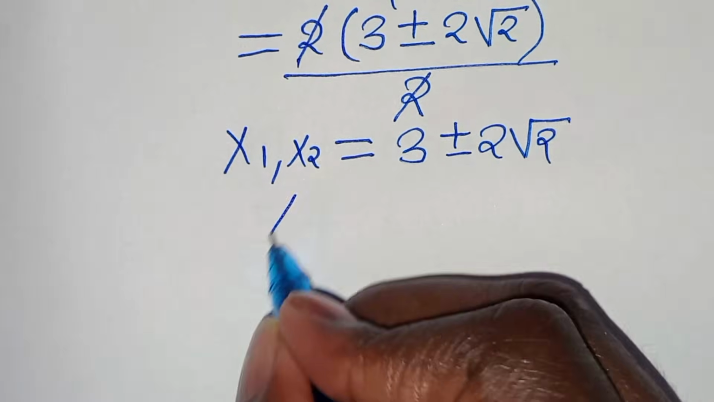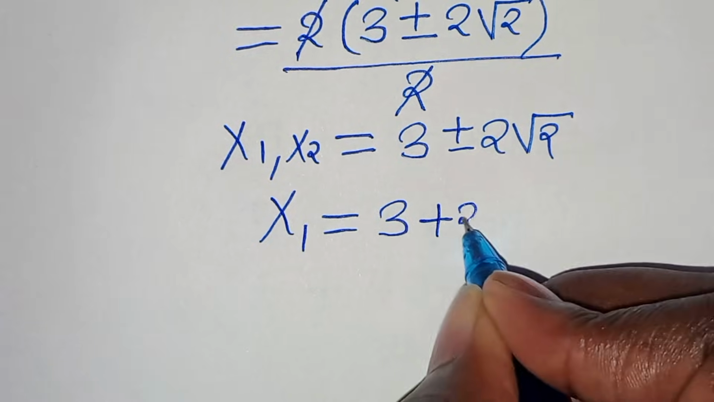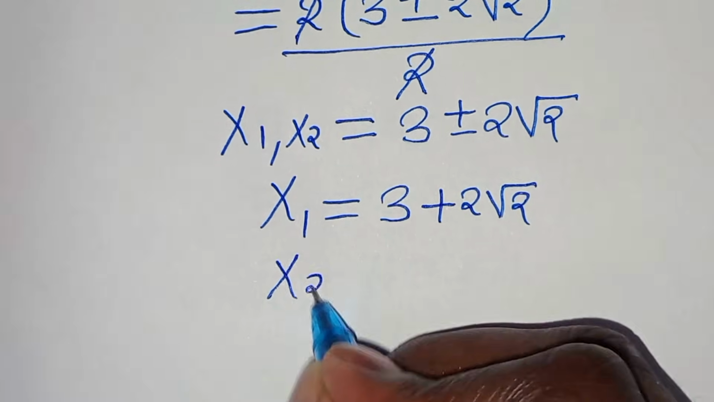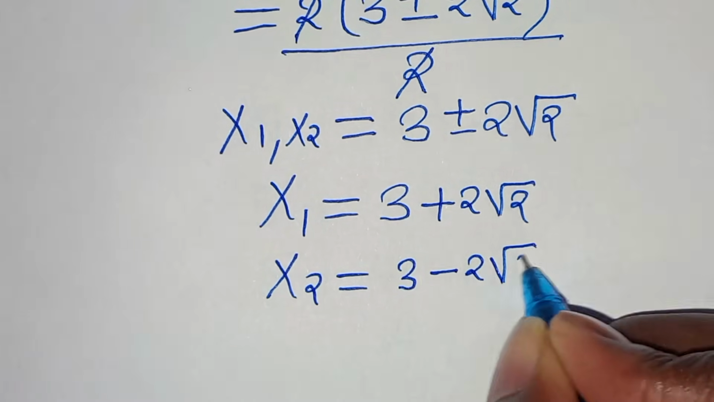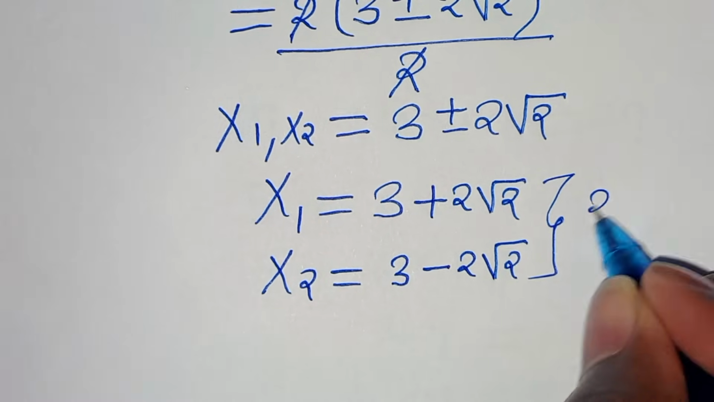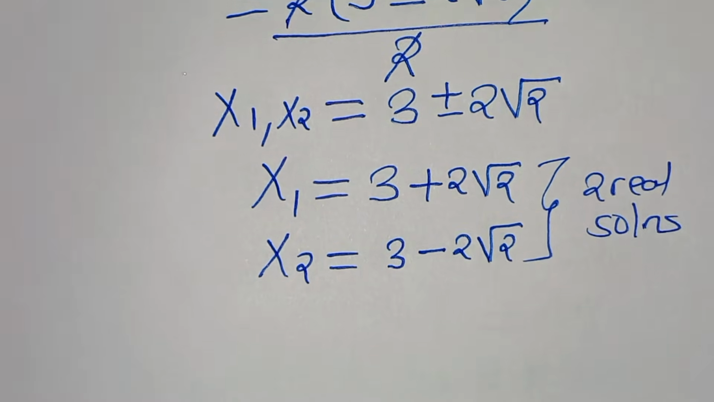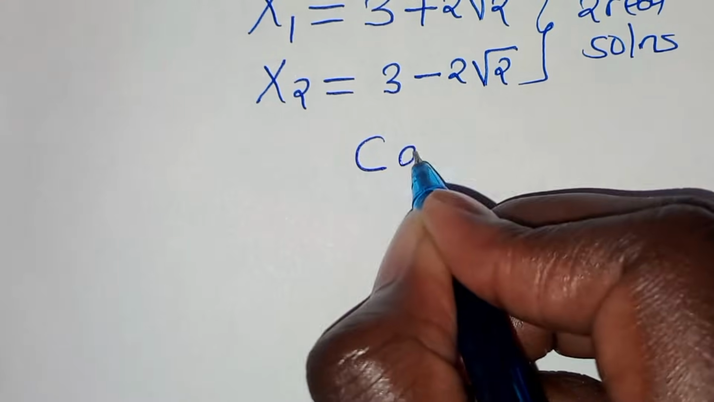So we have that x1 is equal to 3 plus 2 square root of 2, and x2 is equal to 3 subtract 2 square root of 2. So these are two real solutions. Now, let's proceed to case 2.